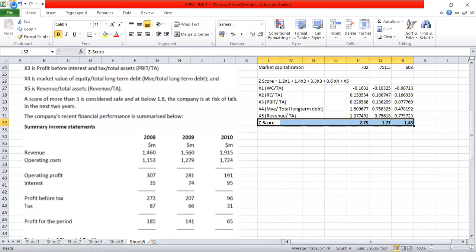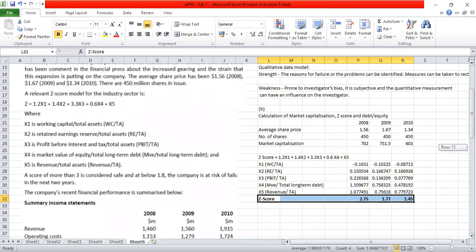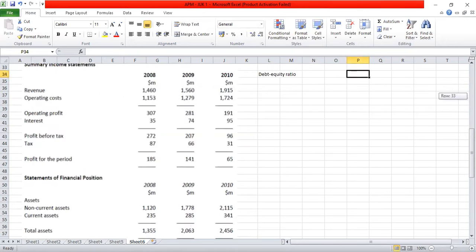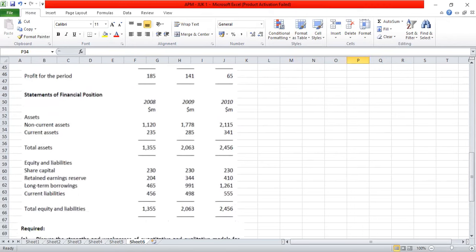Now we have to comment about that. One more thing is also asked, no? We are asked to calculate the debt equity ratio. Isn't it? Three things have to be done: market capitalization, Z score, and debt equity. Debt equity ratio. So how do we calculate the debt equity ratio? Debt by equity. So how much is debt? If you look into that, we have the debt values given. We also have the equity values given.